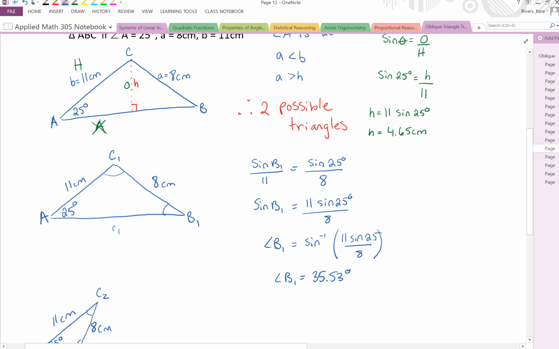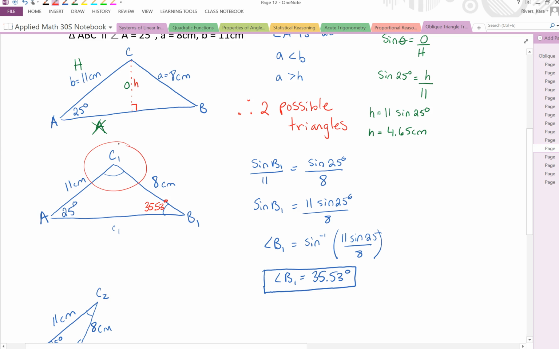Now, there are lots of pieces of information that we're solving for, so I would suggest putting a box around your answer, and you can even label it in your diagram if you want. So we just solved for this 35.53 degrees, and I'm just going to put that right in there.